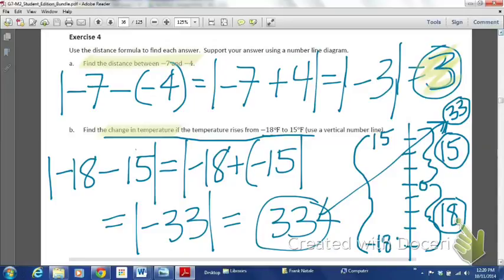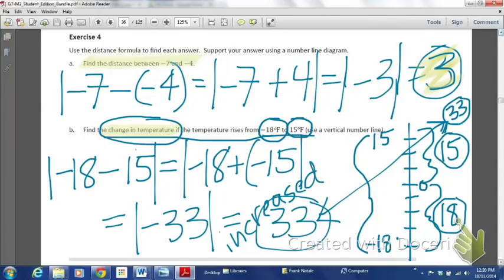Now, in this next one, though, we're finding the change in temperature, which is really important, and the reason is, as we talked about earlier in the lesson, that temperature and elevation, the change in those is not always positive, as distance is, but it can be. So in this case, when we went from negative 18 Fahrenheit to 15 degrees Fahrenheit, our temperature actually increased 33 degrees. Okay, so this is really important. I didn't emphasize this. I should have, and hopefully this makes sense to you. But it increased 33 degrees.